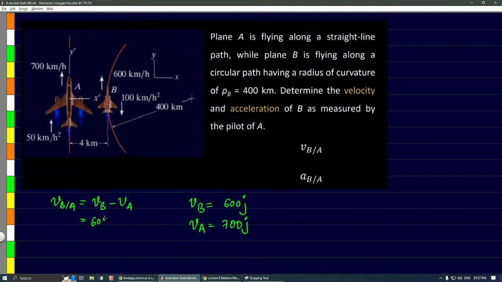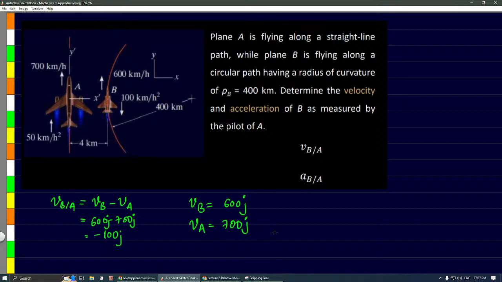So it will be 600 minus 700. It will be minus 100j. That means for A, the pilot who is sitting in A will watch B moving downwards, because he is faster. So B will appear to be moving backwards to the pilot inside it.